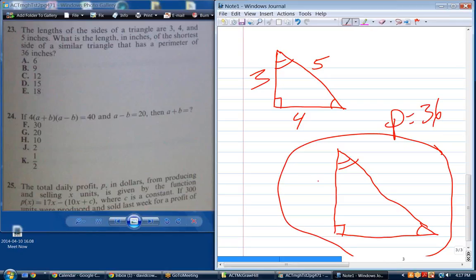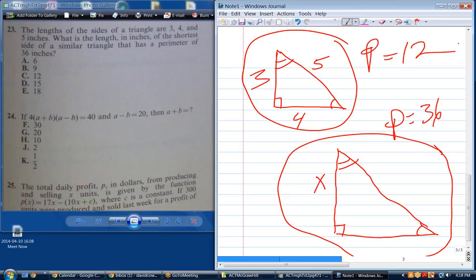What is this side right there? Would it just be like 3 times? Good. Why? Because the perimeter of this triangle is 12. So the ratio of the perimeters is the similarity ratio. You've used that term, right, in your geometry class?